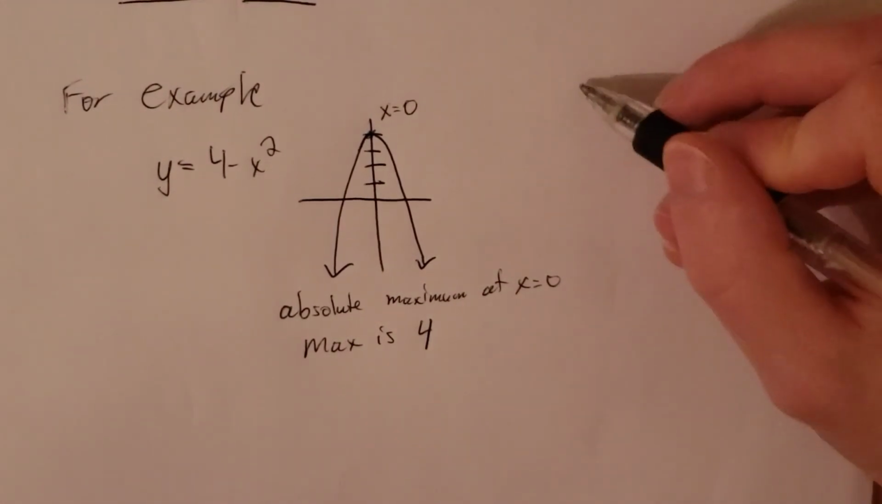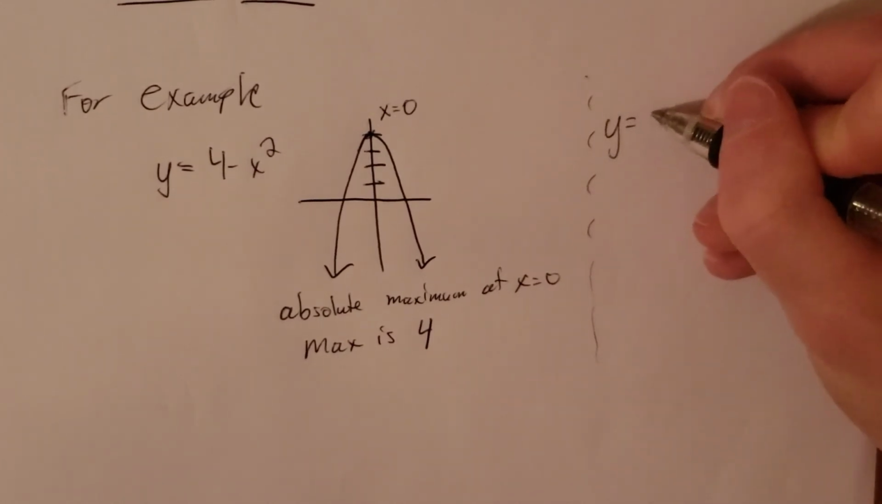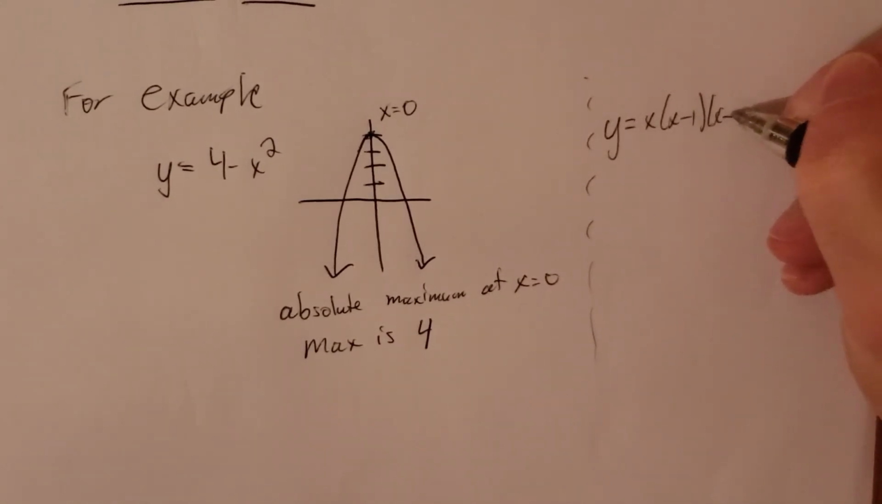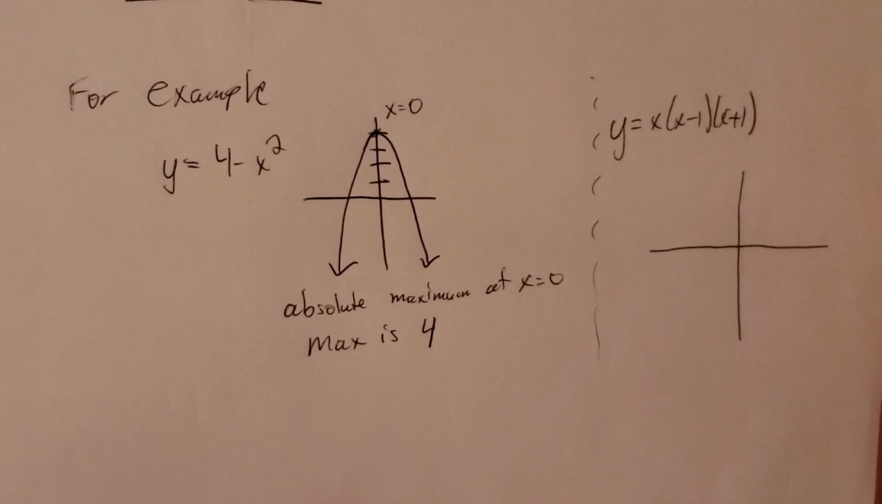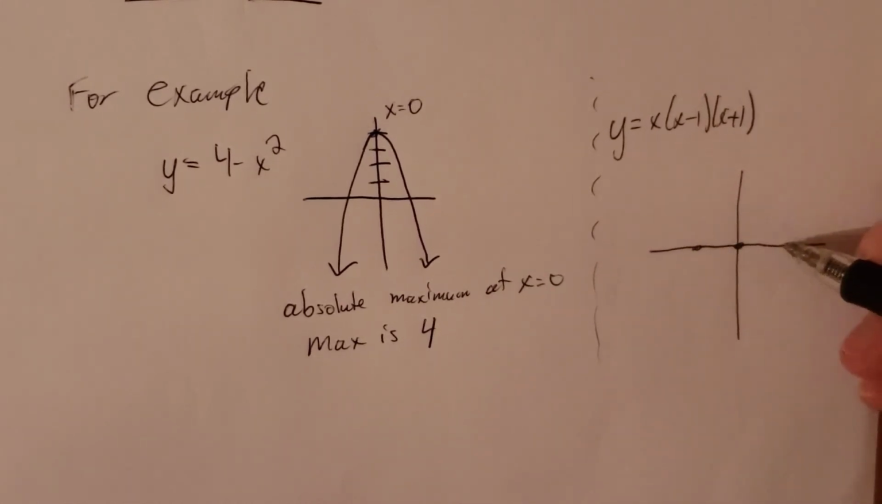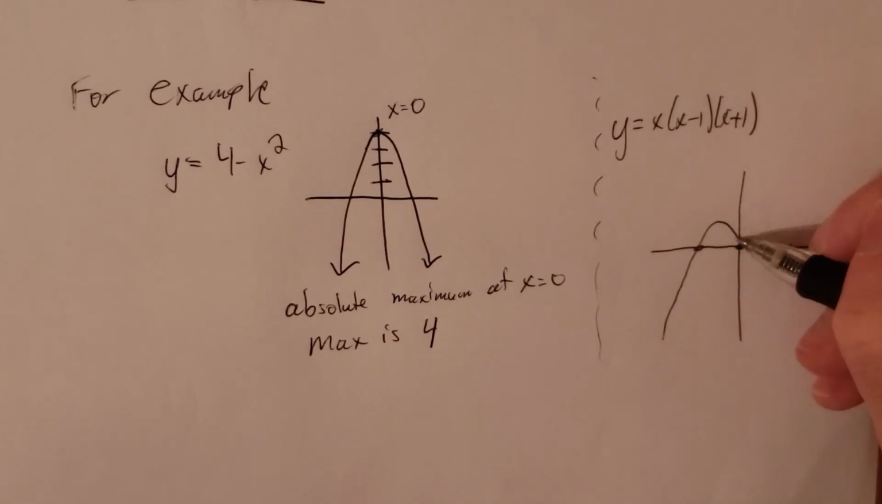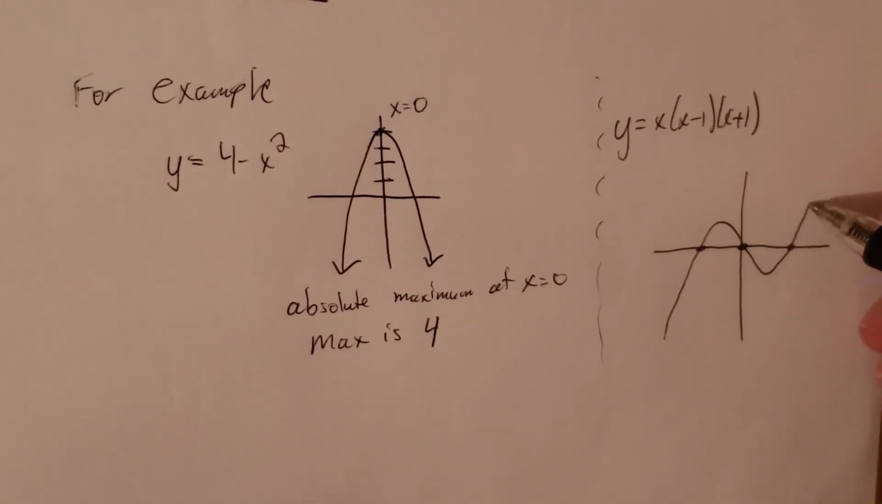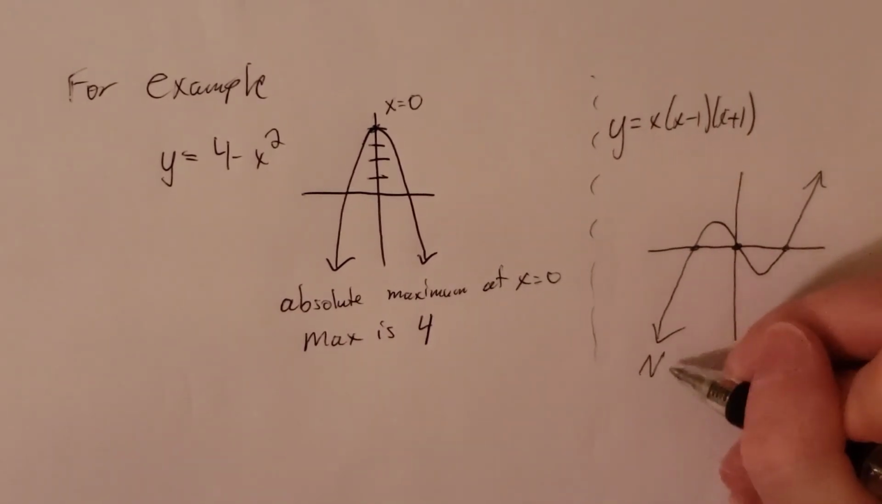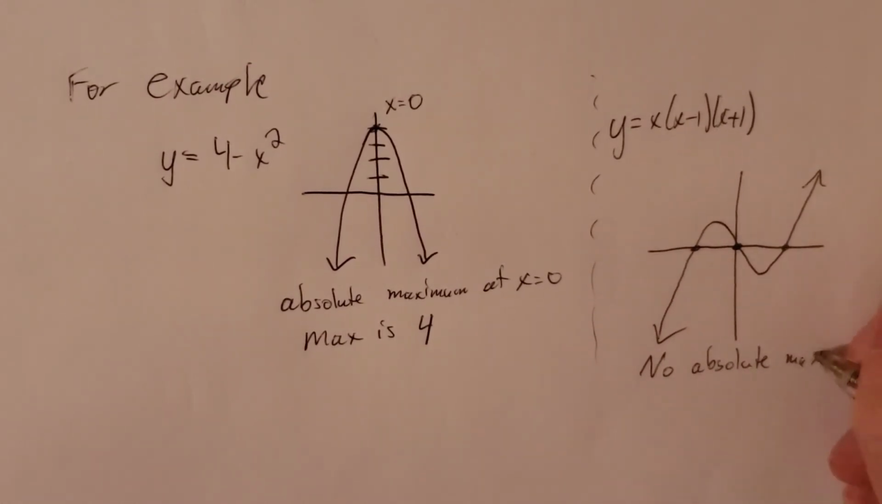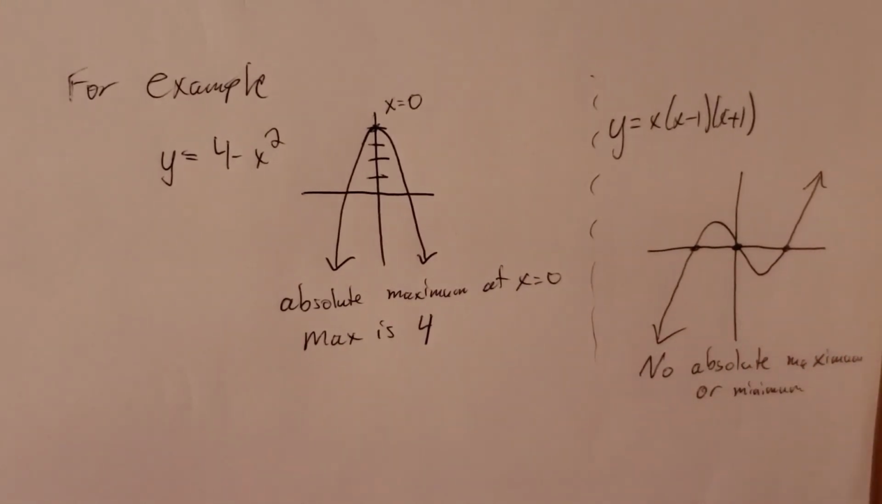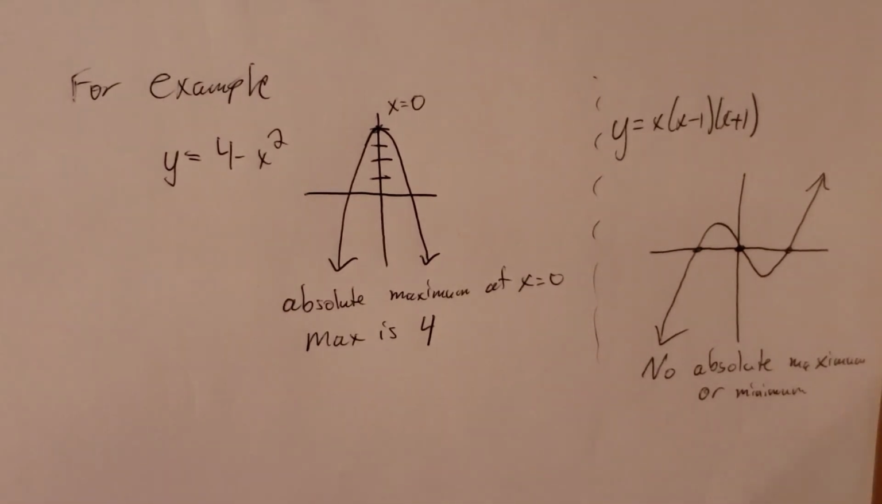We can see a similar example over here. y is equal to x times x minus 1 times x plus 1. And a graph of that equation is here, where it is a cubic that has x-intercepts of -1, 0, and +1. And in something like this, we just see an example where there is no absolute maximum or minimum. So we see that we may not always have an absolute maximum or minimum occur.